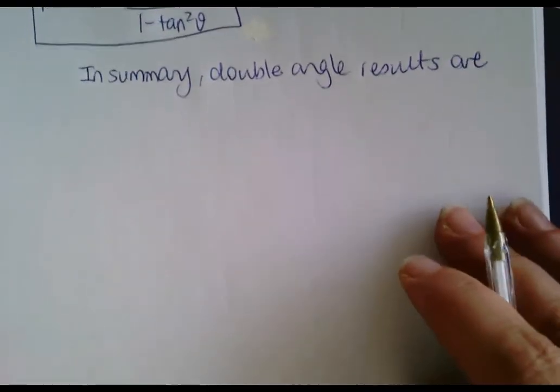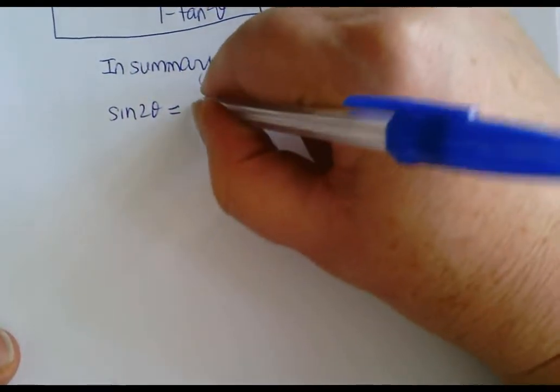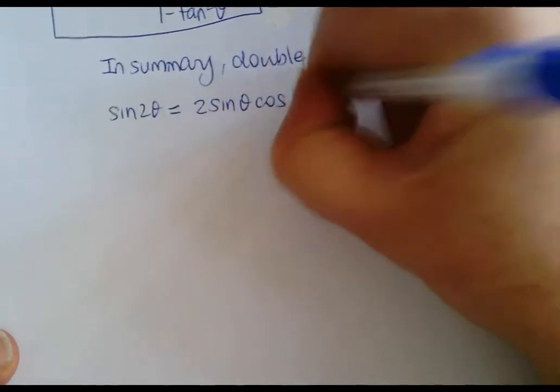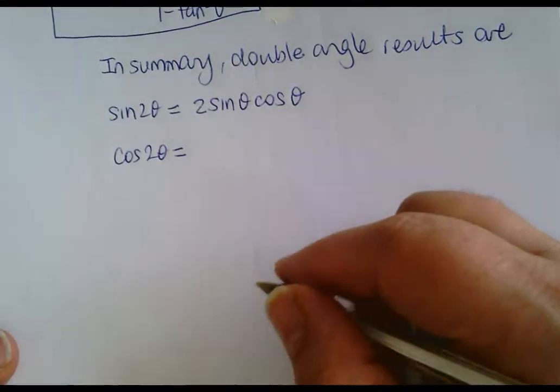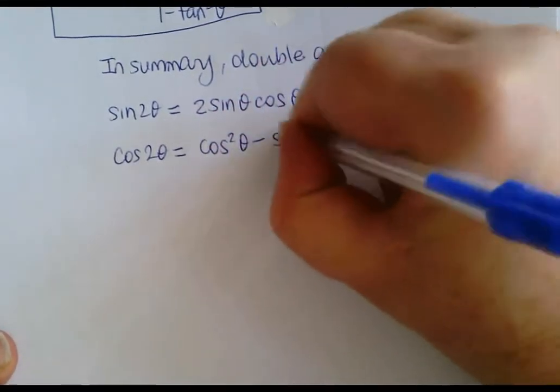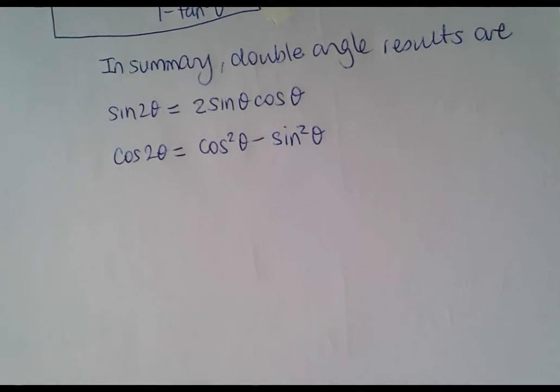Angle results are sine of 2 theta is, anyone? 2 sine theta cos theta. Cos of 2 theta is, remember it's the cos, sine, sine. So it would be cos squared theta minus sine squared theta. And remember, the reason that the sine 2 theta is 2 sine theta cos theta is you keep the sine the same. So you've got sine cos plus cos sine, which gives you the 2 lots of sine cos.